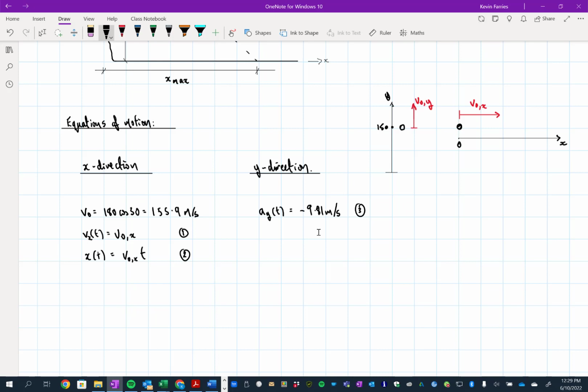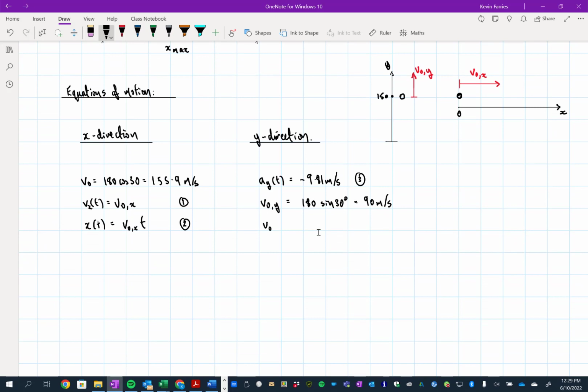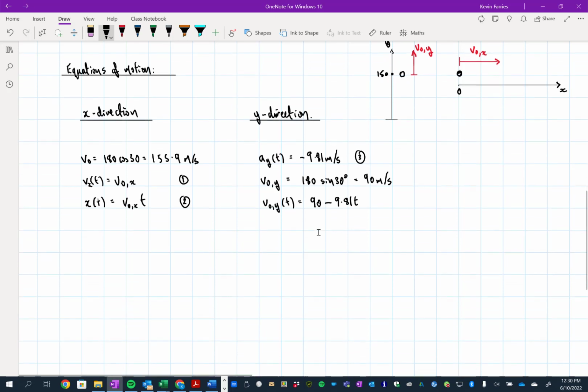Then v naught in the y direction, which is just the initial velocity, is going to be 180 sine 30 degrees, which is 90 meters per second, because sine 30 is just a half. Therefore, the velocity in the y direction at time t is going to be v naught y, so 90 plus at, but it's a negative acceleration, so it's going to be minus 9.81 t. Call that equation 4.